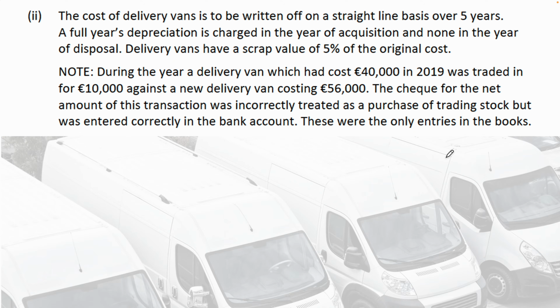Okay, adjustment number 2. The cost of delivery vans is to be written off on a straight line basis over 5 years. A full year's depreciation is charged in the year of acquisition and none in the year of disposal. Delivery vans have a scrap value of 5% of the original cost. Note, during the year, a delivery van which had cost 40,000 in 2019 was traded in for 10,000 against a new delivery van costing 56,000. The cheque for the net amount of this transaction was incorrectly treated as a purchase of trading stock, but was entered correctly in the bank account.